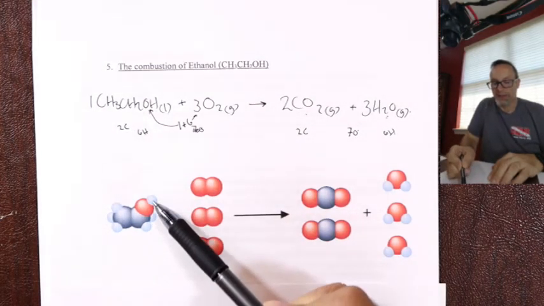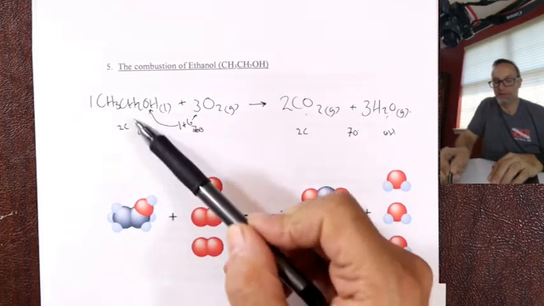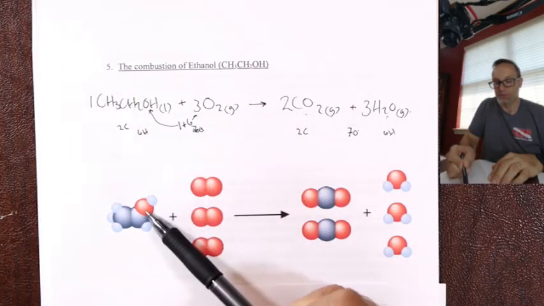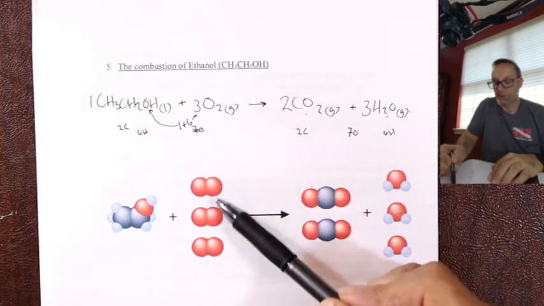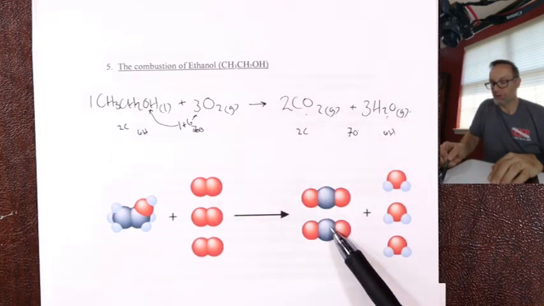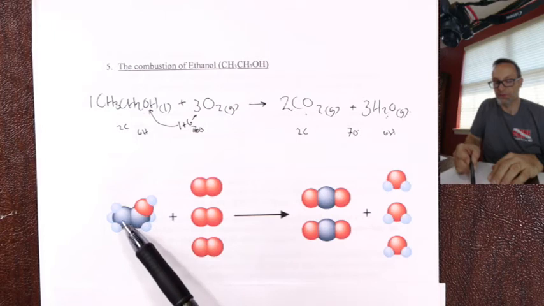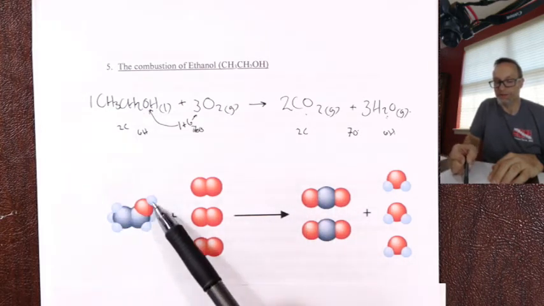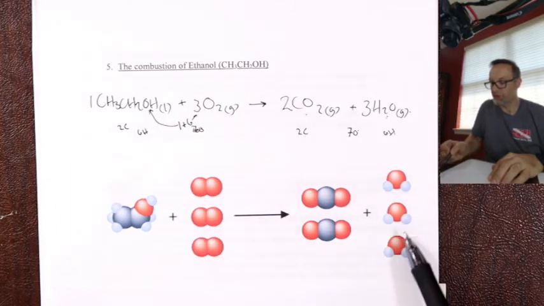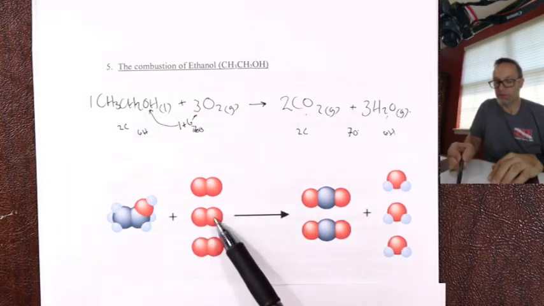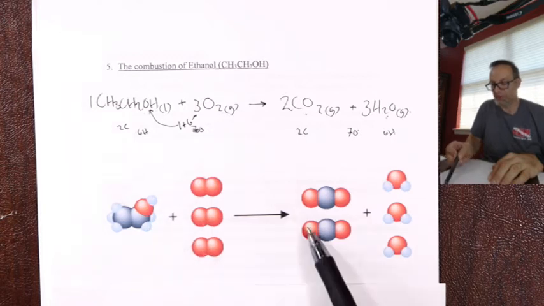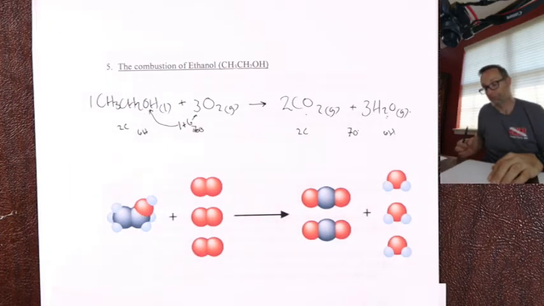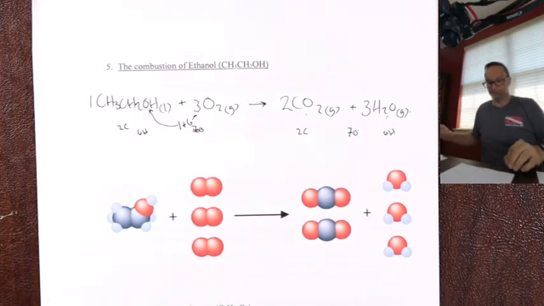CH3CH2OH. That's a pseudo-structural formula, but that's what it looks like in real life. So I've got an oxygen inside, right? 3 O2s, 2 CO2s, 3 waters. Let's count. 2 carbons. 6 hydrogens, 6 hydrogens. 7 oxygens, 7 oxygens. Works fantastic, right?